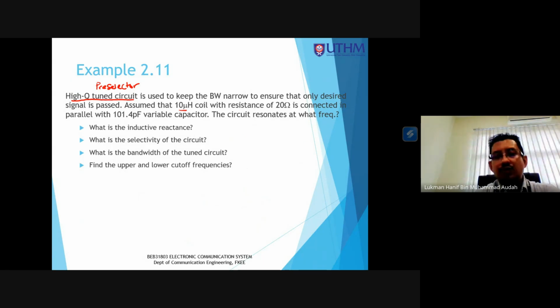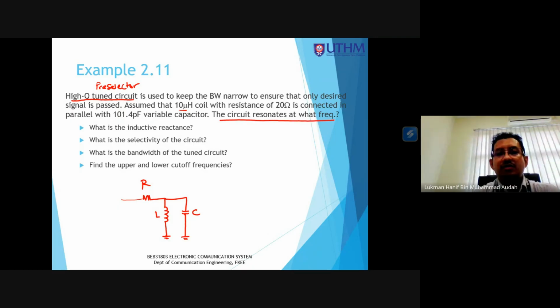So we have the resistor, for example, here, and then we have the inductor, and then we have the capacitor over here. So this is R, this is the inductor, and this is C. So what is the first question? The circuit resonates at what frequency?